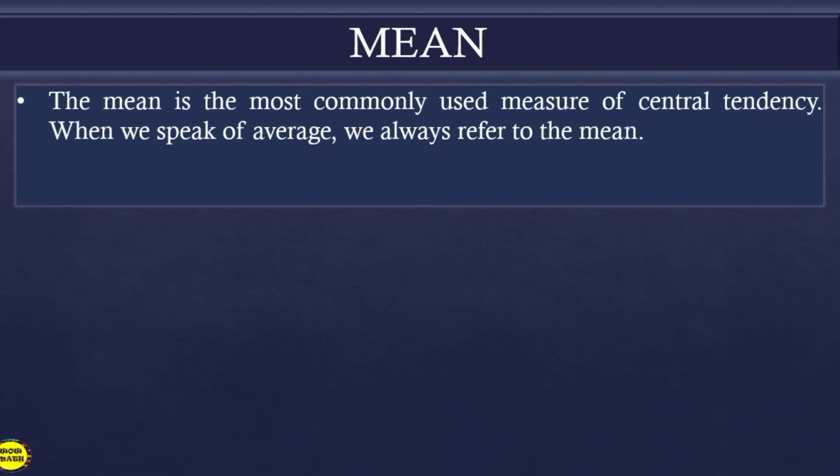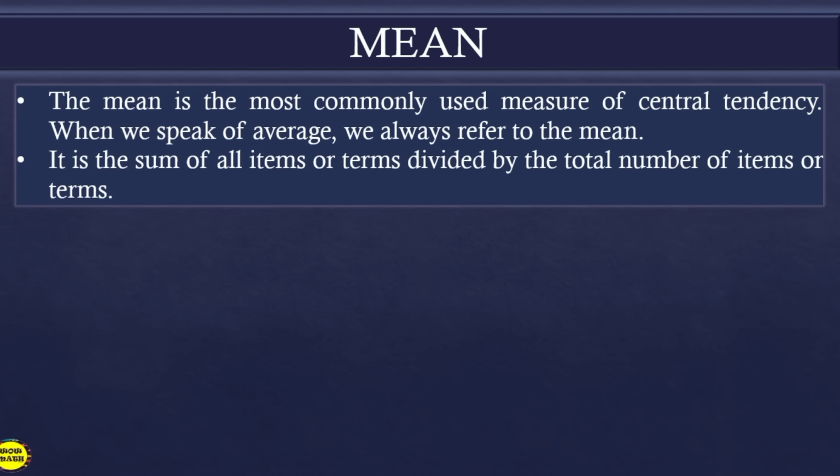Mean is the most commonly used measure of central tendency. When we speak of average, we always refer to the mean. For example, when you compute your general average for your first quarter grade, we're using the mean. It is the sum of all items or terms divided by the total number of items or terms.